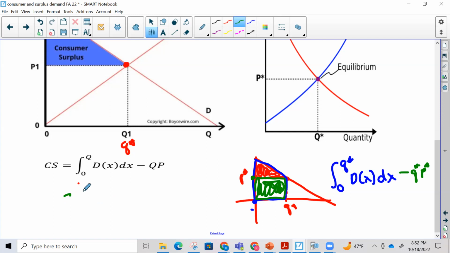Some textbooks use the capital Q, P. We will more often use Q star, P star. But this is how we would find the consumer surplus. It's the definite integral from 0 to Q star, the x value of the point of equilibrium, of the demand curve, and then we subtract the area of that rectangle, which is Q star times P star.